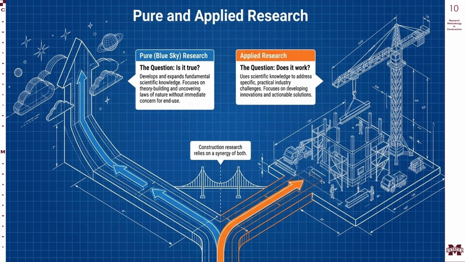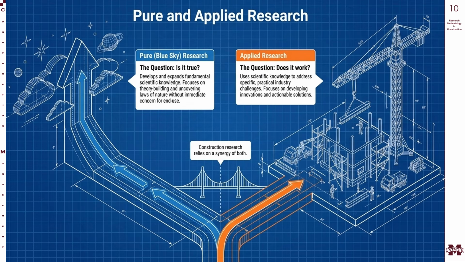In construction management, you usually sit somewhere in the middle. You might be using established theories from psychology, management, or engineering to address very practical questions about safety, productivity, or technology adoption, while at the same time contributing back to theory. So your projects often use scientific knowledge to solve real problems, and if designed well, they also help refine or extend that knowledge.